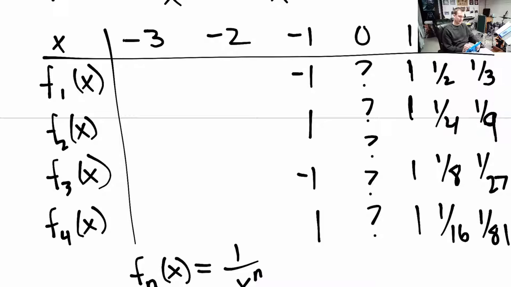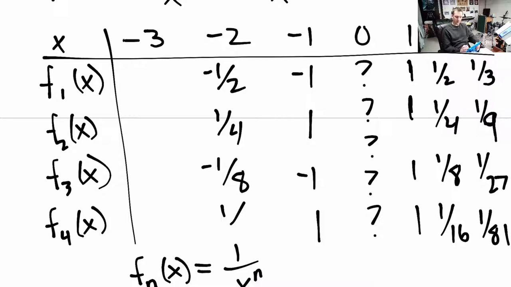Negative 2. This is 1 over negative 2, so it's negative 1 half. 1 over negative 2 squared is 1 over positive 4. 1 over negative 2 cubed, the negative sign remains, so this is negative 1 over 8. Negative 2 to the 4th, the negative sign is removed. It's 1 over 16. We're going to see that we have the same numbers over here as we do over here, but the signs are changed if the power is odd.